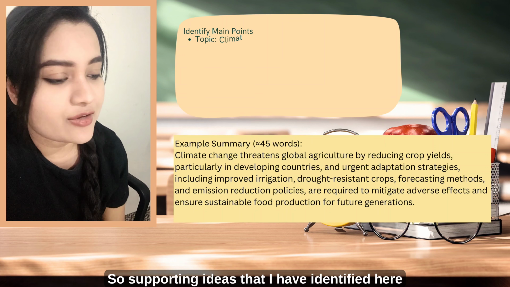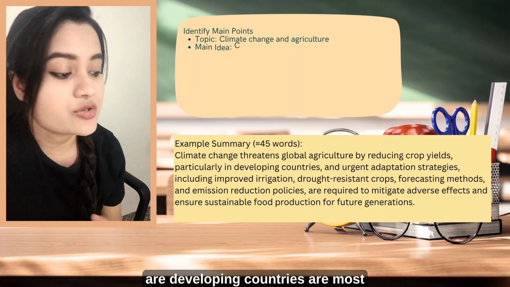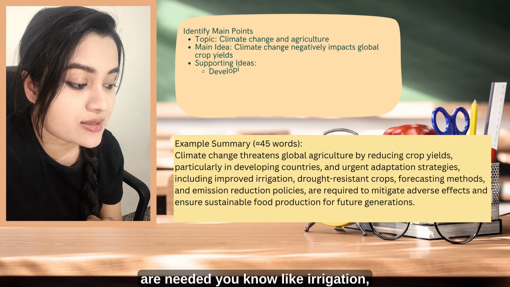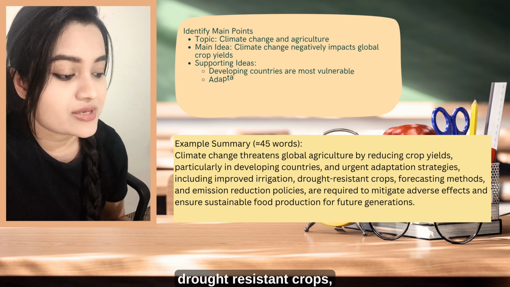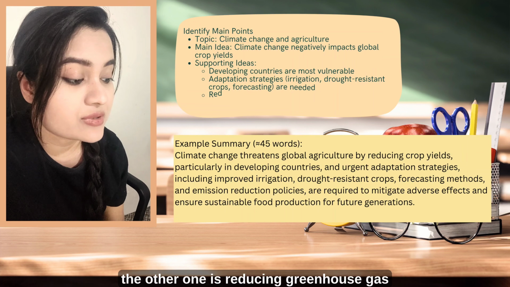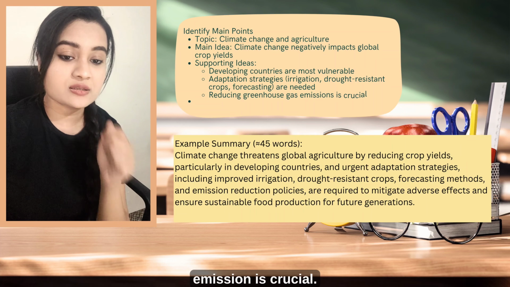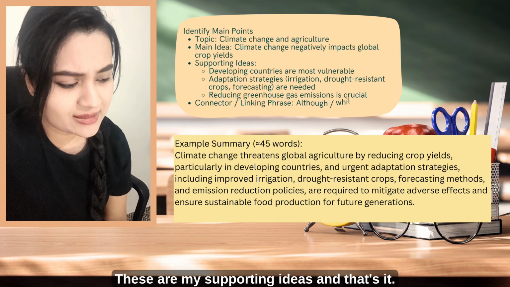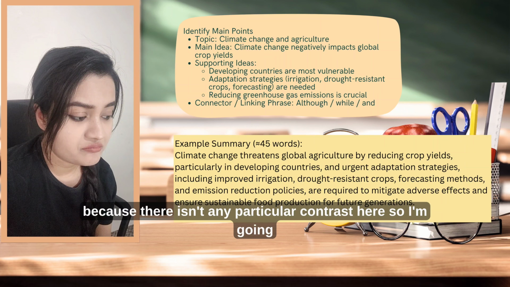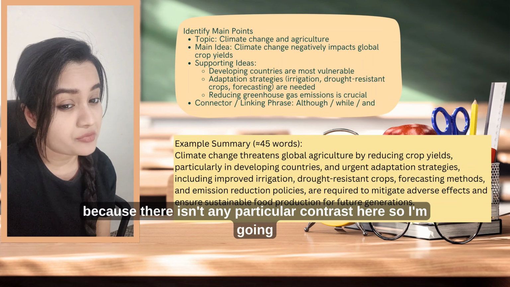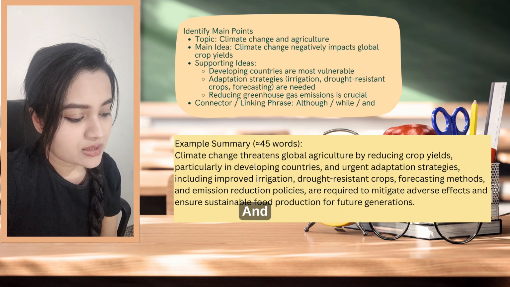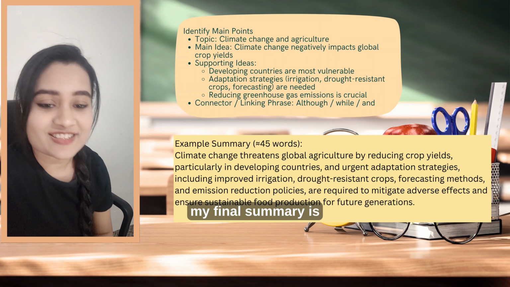So supporting ideas that I have identified here are developing countries are most vulnerable. Adaptation strategies are needed, like irrigation, drought-resistant crops, forecasting. And the other one is reducing greenhouse gas emission is crucial. These are my supporting ideas, and that's it. Now, I'm going to use some connectors here because there isn't any particular contrast here. So I'm going to use and to join my ideas. And my final summary is there.